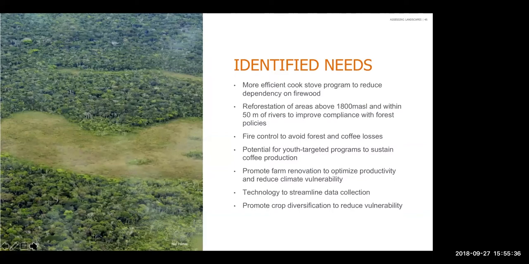We also look at fire. We didn't show that in here, but we look at fire prevalence, and so also looking at opportunities to do better fire control. We look at opportunities for long-term viability of coffee in the region, so youth targeted programs to sustain coffee production. As part of that longer term thinking, we also look at farm renovation to optimize productivity, reduce climate vulnerability, and then looking at technology to streamline the data collection, like what Daniela presented earlier. And then in terms of what Keely presented, some of this idea, like for these lower altitudes that might be less suitable for coffee in the longer term, what can we do to promote crop diversification and reduce vulnerability?